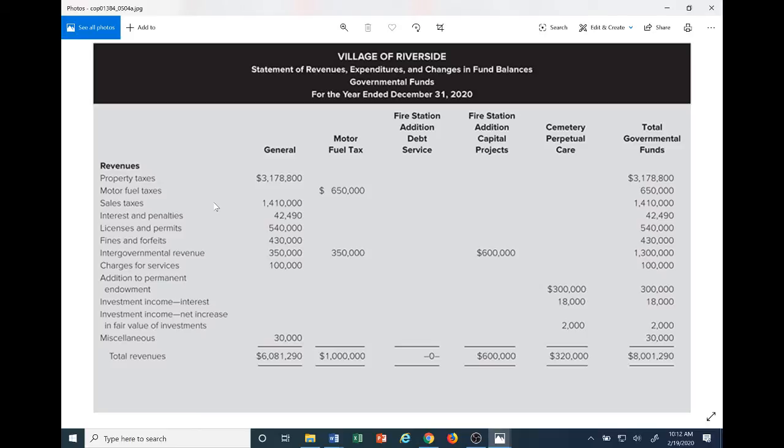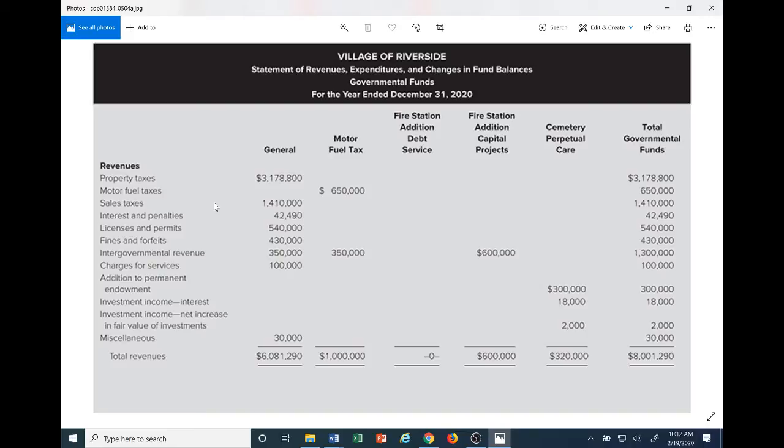Let's see here. So pretty simple here. As you can see, property taxes, if you remember, they're levied in the general fund. That's why we're seeing that original levy of the 3,178,800. If you recall from the motor fuel tax, 650 was the revenue. Like I said, this is all relative to the journal entries from chapters 4 and 5 that made up these statements. So we've talked in depth about these entries, and now we're just plugging in the sources of revenue.